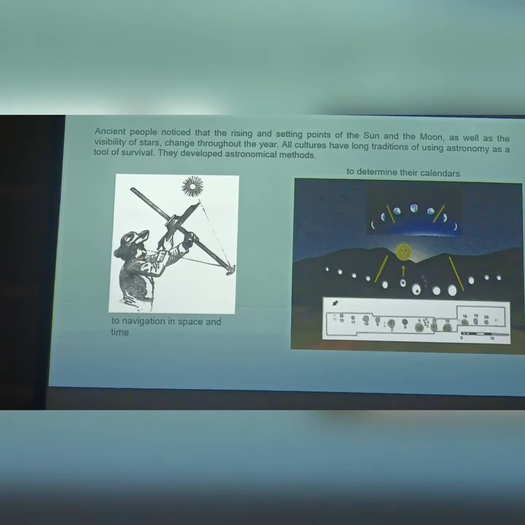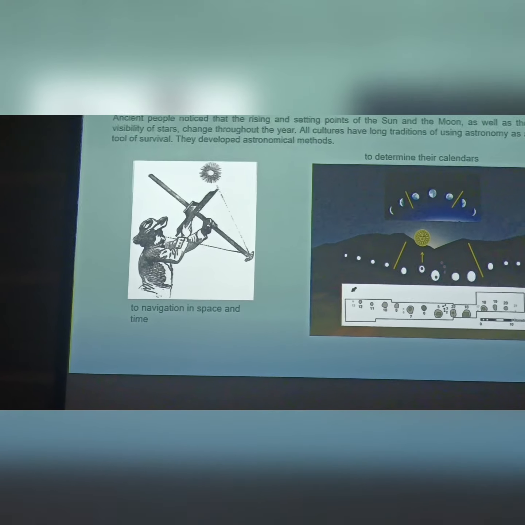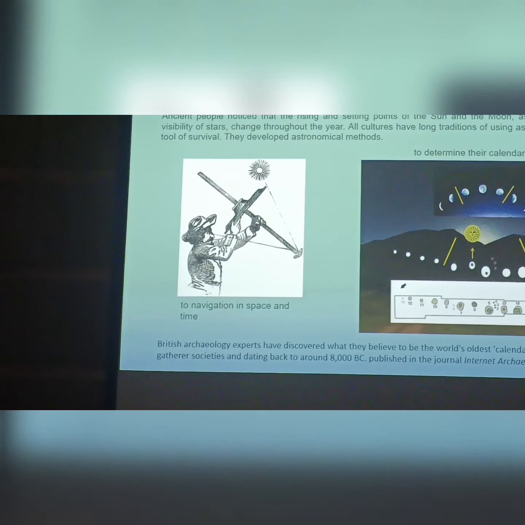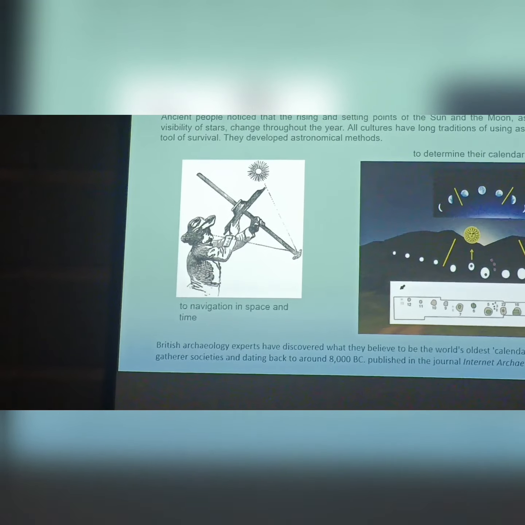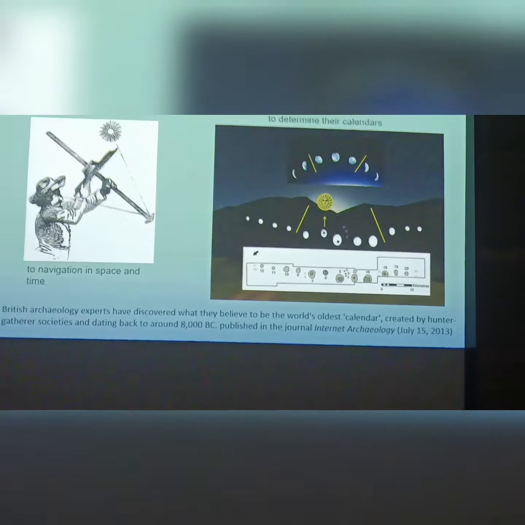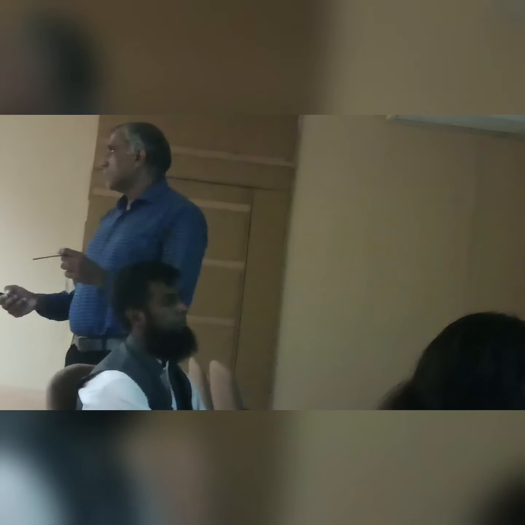So this is the oldest calendar recently revealed by the British archaeology experts. So this calendar was used by hunter-gathering societies dating back to the 8000 BC. Determine equinoxes and solstices. So equinoxes means that when the day and night are equal, right?